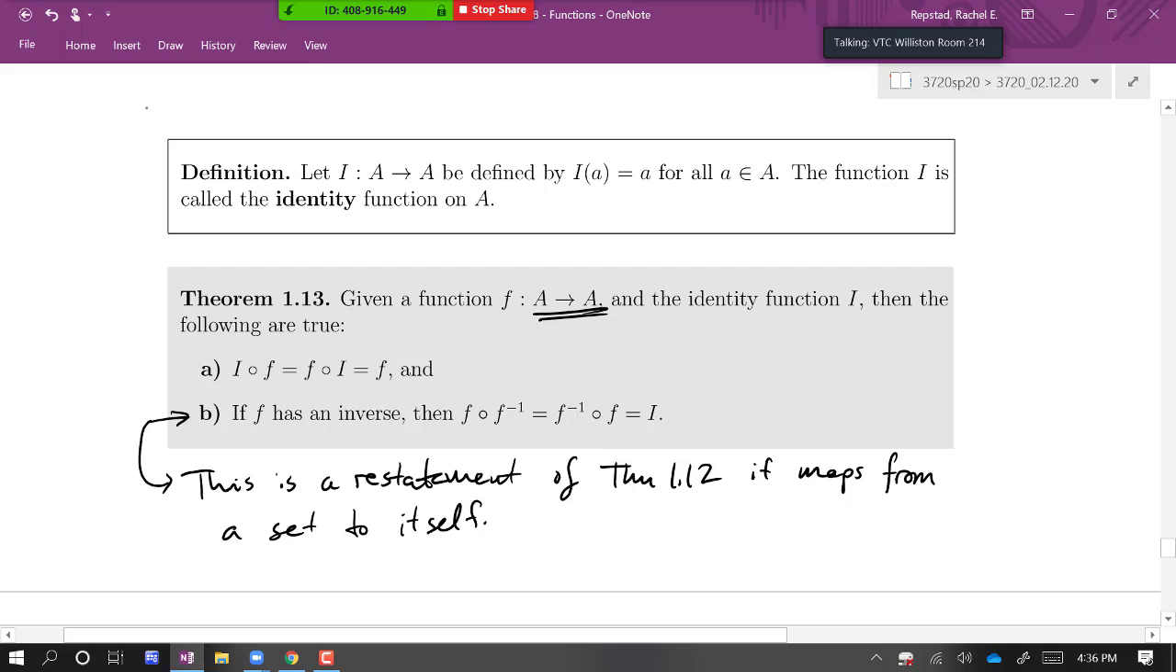And part A just says if I compose the identity function with any other function, it always just gives me that function f, which makes sense. In the first part here, I composed with f says first apply f to your element. So f of A gives me some other element B. Then apply the identity, then leave it alone. So that's obviously the same thing as just applying f and doing nothing more.